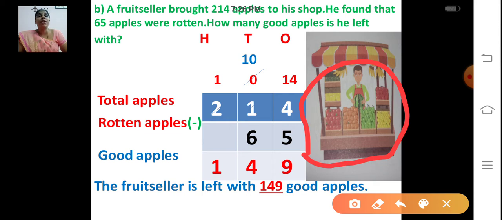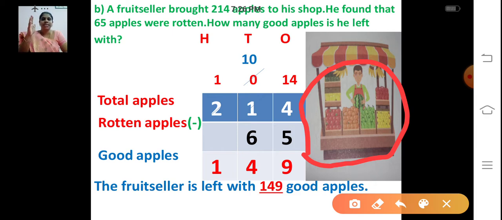So 65 apples were rotten. That means bad apples. So now how many good apples is he left with? First, the total number of apples. How many apples was he having at first? 214 apples. Out of that, 65 apples were rotten. Rotten means bad. It is not good to eat. So he has to take them away, right? So he cannot sell those apples, right? How many good apples is he left with?